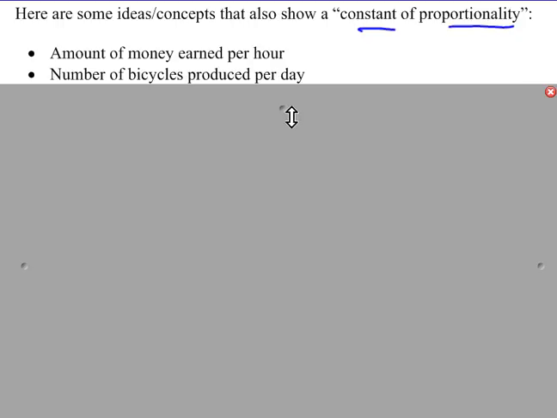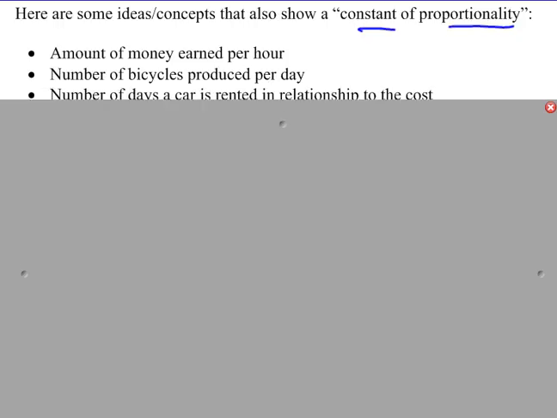Okay, it's proportional, and because it's going to start at 0, 0, because if I don't work, I make no money. If the factory is closed, they make no bicycles. So because it's considered proportional, 0, 0 is where it all begins. It's constant because we're giving a set average or a set number. The number of days a car is rented in relationship to the cost. The car costs me $25 a day. If I don't rent a car at all, it doesn't cost me anything. So again, I'm at 0, 0, making it proportional.